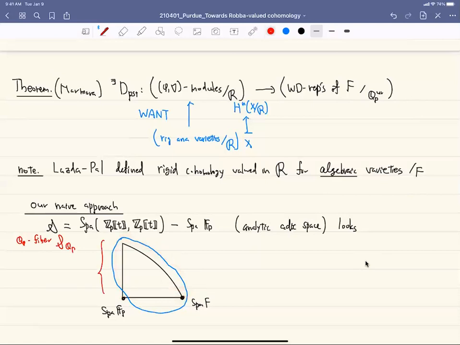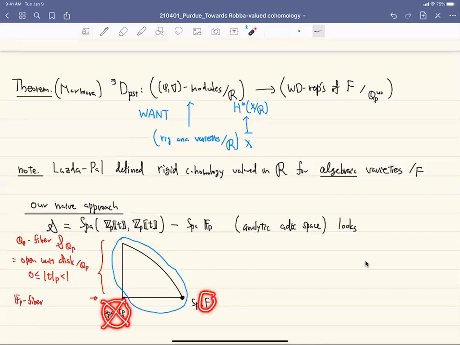So this part is just a usual rigid analytic variety, and in this situation, it's easy to explain what this is. This is the open unit disk, defined by an inequality of this form. And then this object only has one point in the F_p fiber. This entire picture has two points in the F_p fiber, the point corresponding to F_p and the point corresponding to F. But since I'm removing the former, what remains is just the point F.